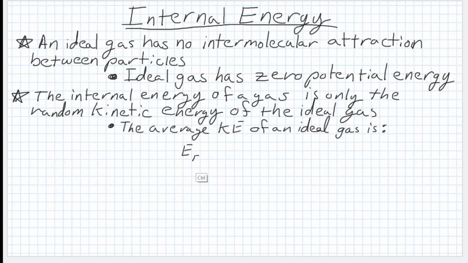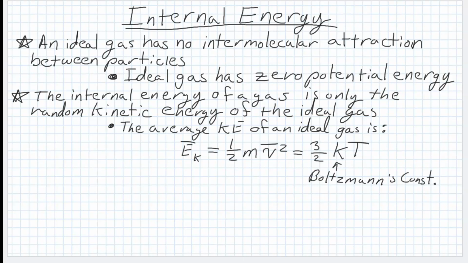If you'll remember, the average kinetic energy of an ideal gas is equal to 1/2 the mass of each individual particle times the average speed squared. In the thermal physics unit, we also learned that it's also equal to 3/2 times Boltzmann's constant times the temperature of the gas in Kelvin. This is just a reminder that Boltzmann's constant, k, is equal to the gas constant divided by Avogadro's number, which gives us the value 1.38 times 10 to the minus 23 joules per Kelvin.